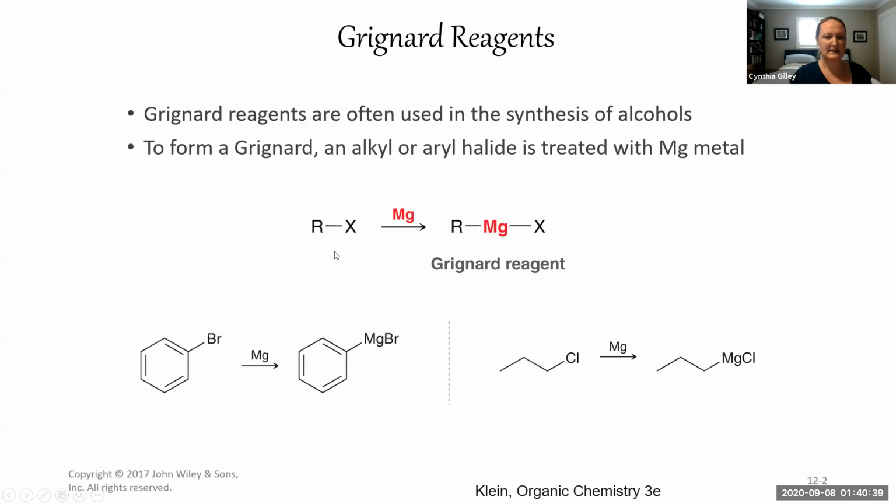First, we treat it with magnesium metal, and magnesium metal then inserts between the carbon-halogen bond, forming what's called the Grignard reagent.